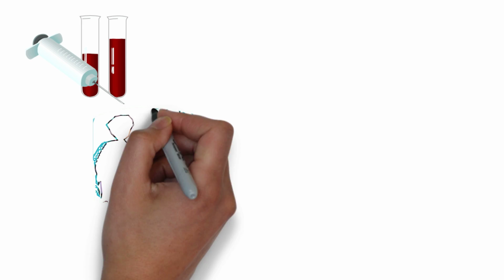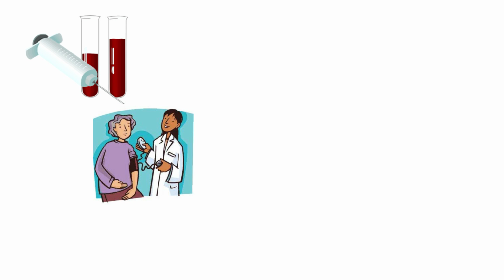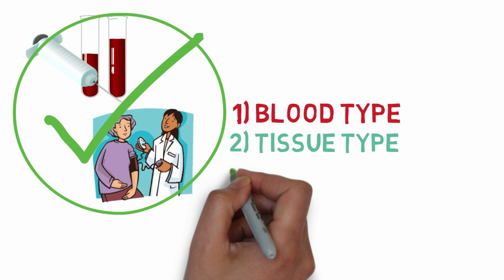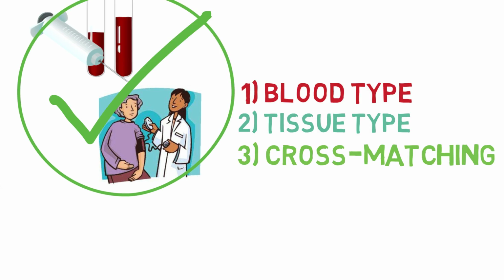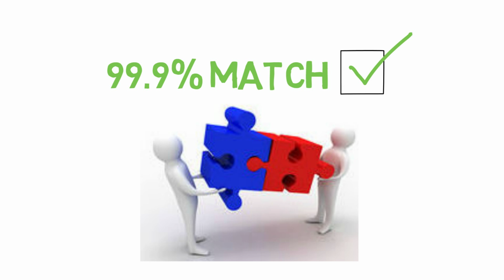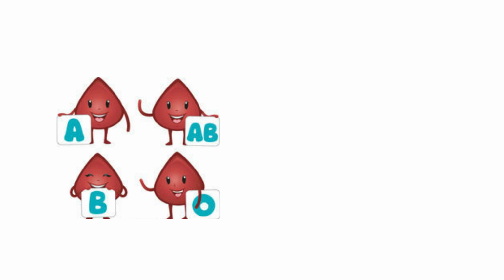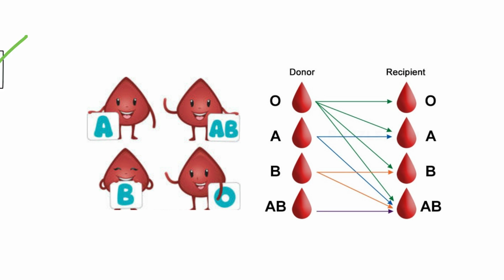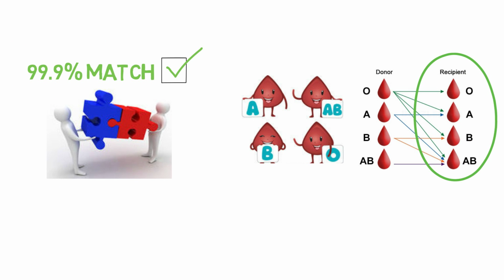There are three types of blood tests that potential donors must pass in order to be a successful match and reduce the risk of organ rejection. These tests assess for blood type, tissue type, and cross-matching. Blood type compatibility will determine if a donor is a suitable match for a recipient. There are four blood groups: type A, type B, type AB, and type O. The only universal donor that is compatible with all blood types is O.